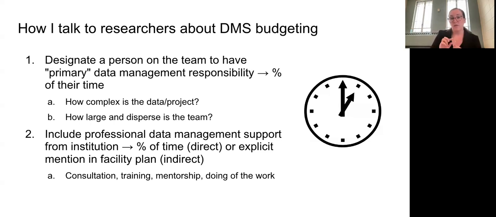So the percent of time and the number of people who are primary might depend on how complex the data project is. For example, we work with some projects that have 3 full-time data managers because they are very large projects. We have other projects where there's a grad student who has 5% of their time as the data manager. So this really depends on the project and how large and dispersed the team is, but noting that percent time in the budget, even if it's small, can be helpful.